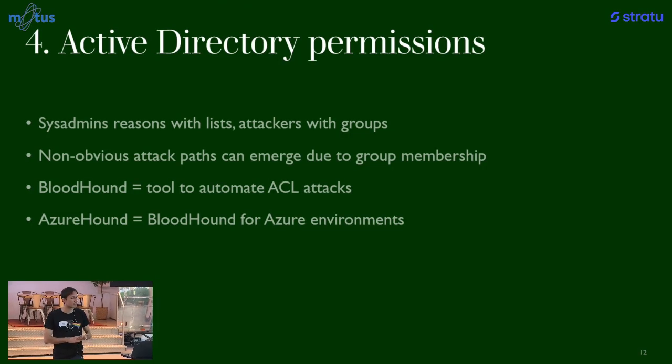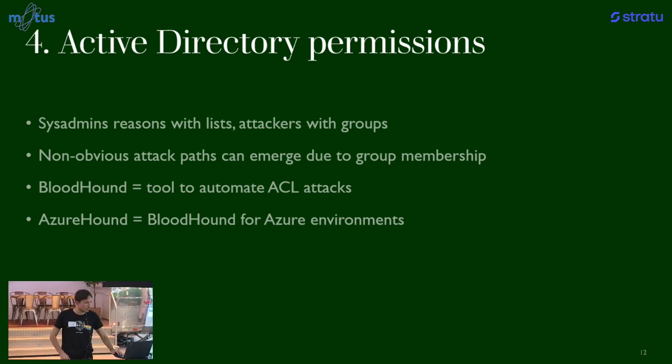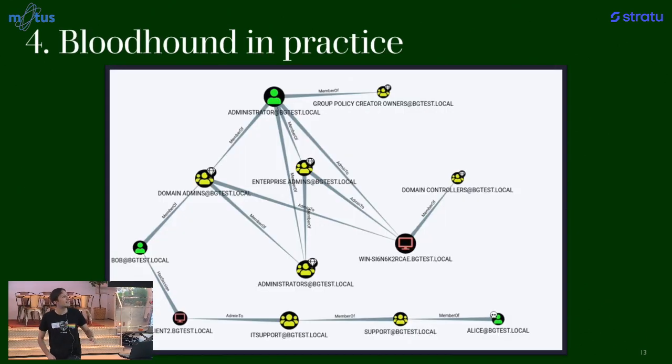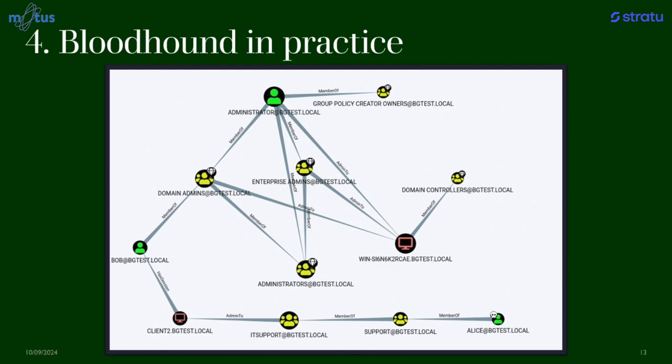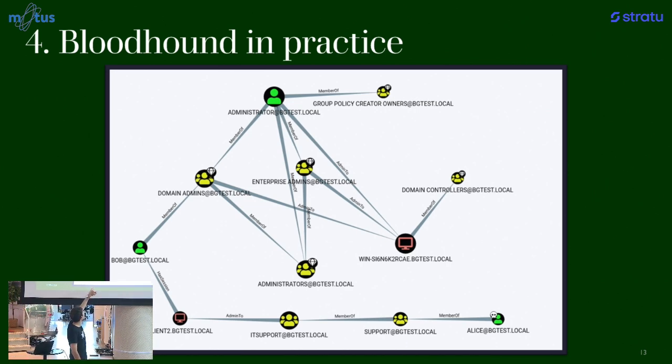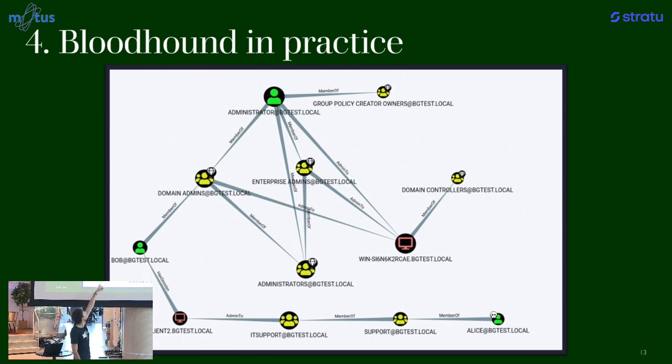Now, these are a few tools used by attackers to automate that. You've probably heard about them: BloodHound for on-prem and AzureHound for Azure environments. It looks like this. It's not that complicated, actually. Here we compromised Alice. She's a member of the support group. The support group is a member of IT support. And IT support are admins of this client, this computer. Now, Bob has a session on that computer, as we can see here, and Bob is also a member of domain admins.